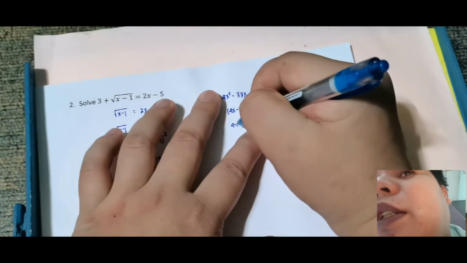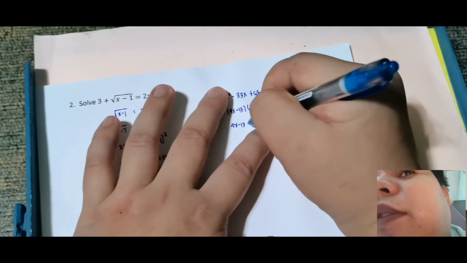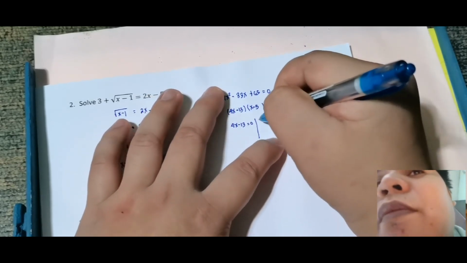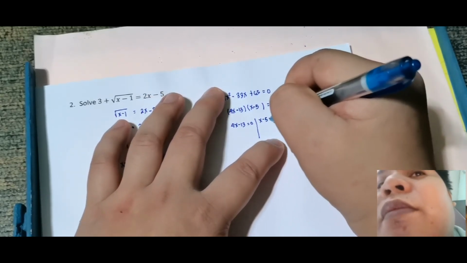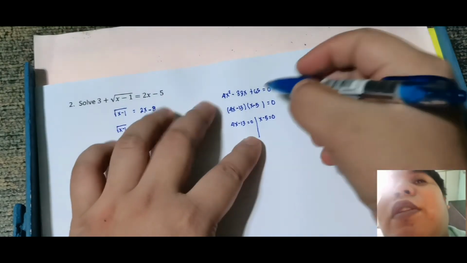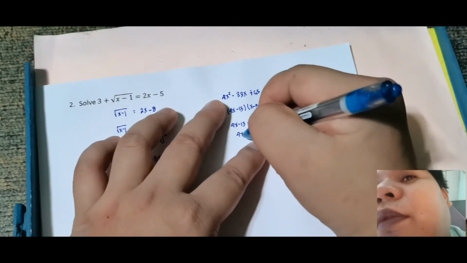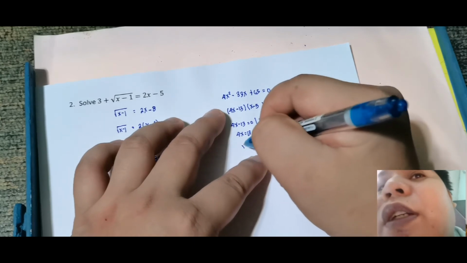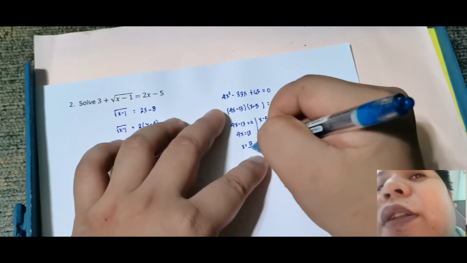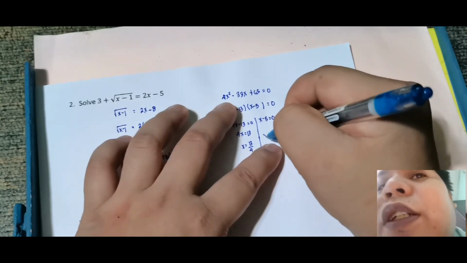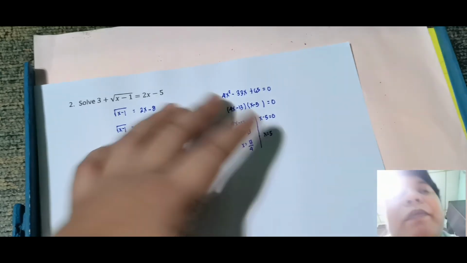This is 4x minus 13 is equal to 0. Thus x minus 5 is equal to 0. So this is 4x is equal to 13 or x is equal to 13 over 4. Next, x is equal to 5.